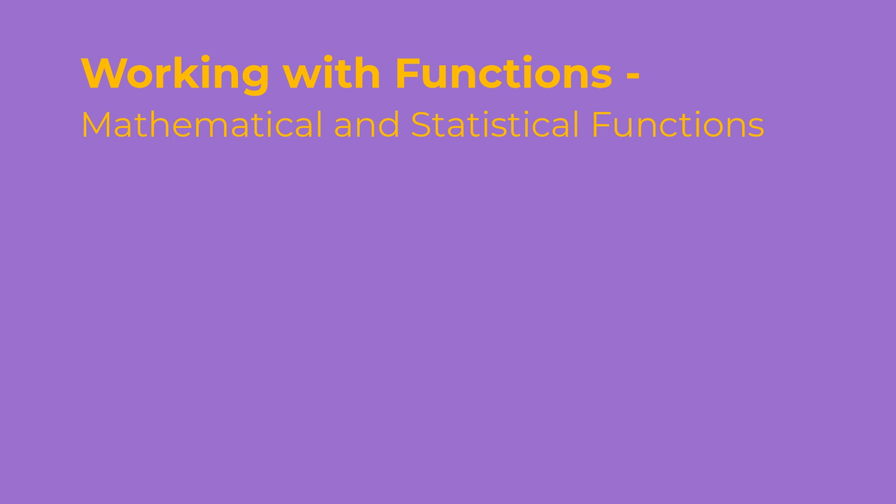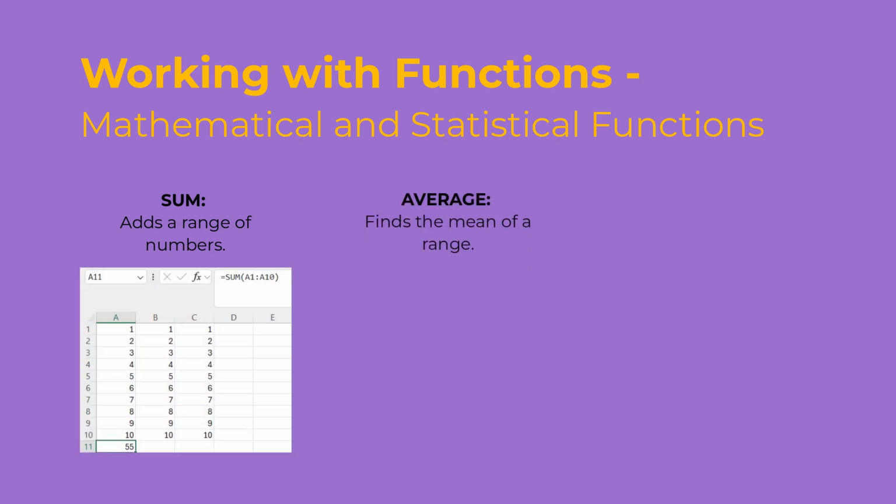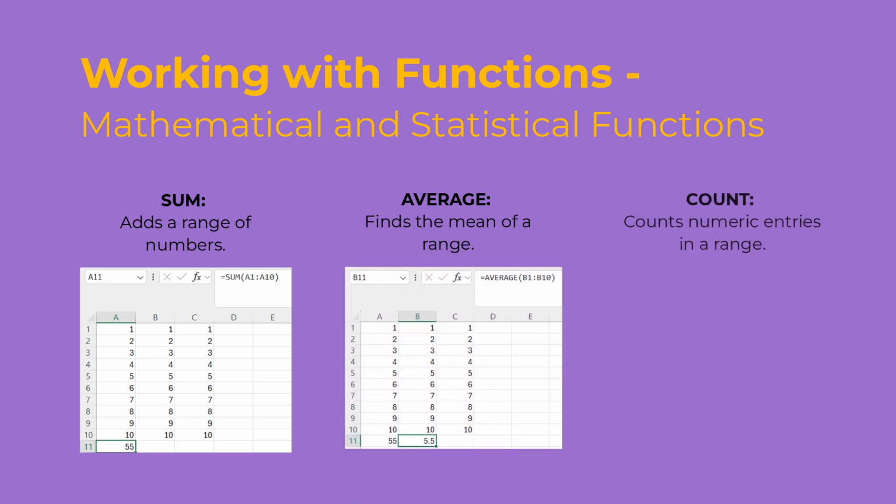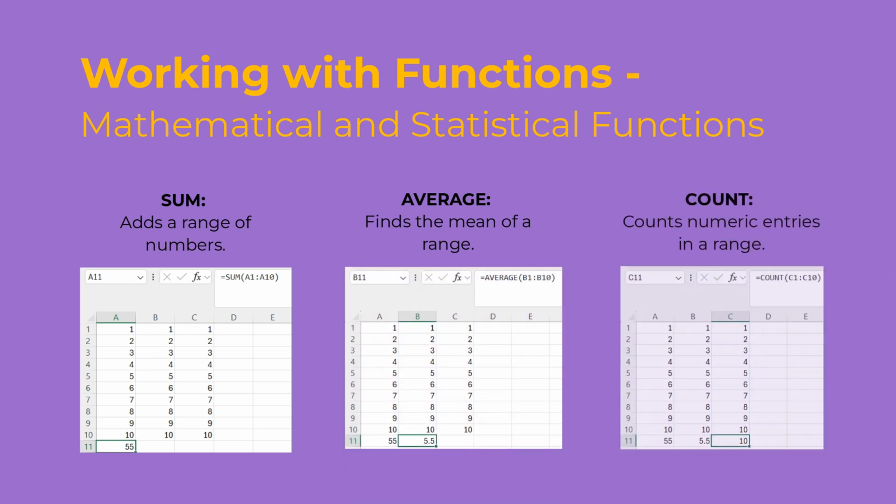Functions fall into several categories. Mathematical and statistical functions. SUM adds a range of numbers. Example, =SUM(A1:A10) calculates the total of cells A1 through A10. AVERAGE finds the mean of a range. For example, this function calculates the average of values in B1 to B10. COUNT counts numeric entries in a range. For example, this function counts the numeric values in C1 to C10.